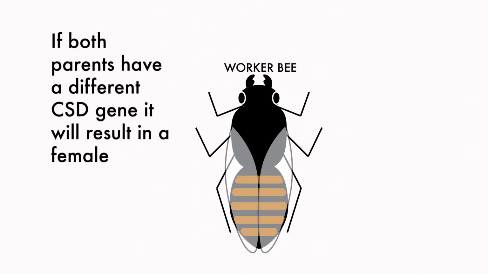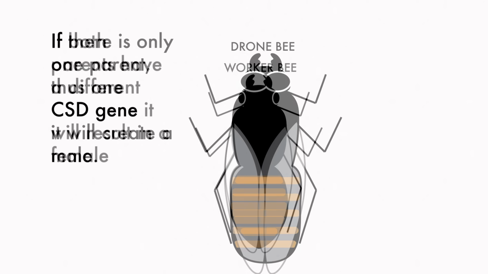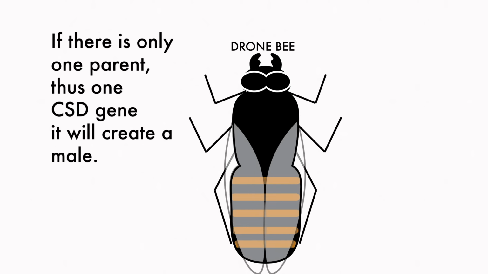But if an egg ends up hemizygous, which means it's unfertilized because it only has one of the alleles, that is the CSD gene, it will become a male. So, two different, female. Just one, male.